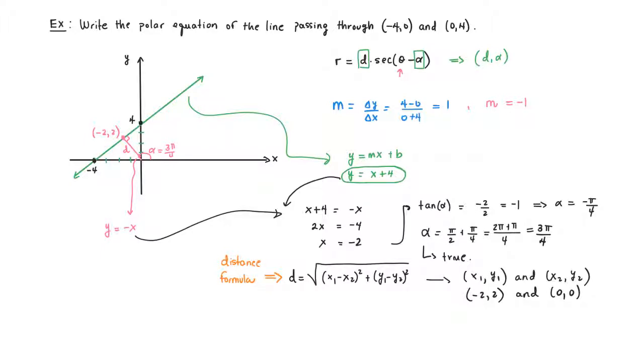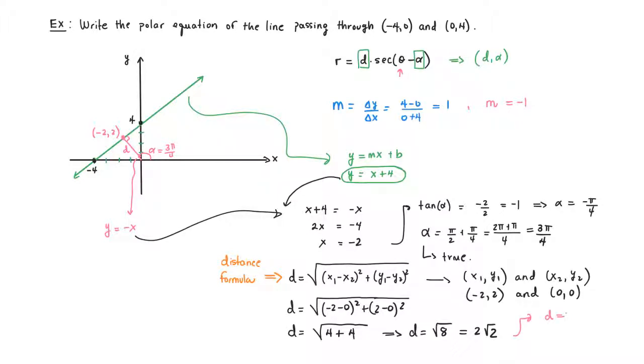So in order to find that distance, I'm just going to go ahead and plug in those values. So we're going to have (-2 minus 0) squared plus (2 minus 0) squared. In both cases, that's going to give me 2 squared, which is 4, plus 4. So d is going to be equal to the square root of 8, which is going to be 2 root 2. So practically then I found everything. d is equal to 2 root 2, and I know that alpha is equal to 3π over 4.